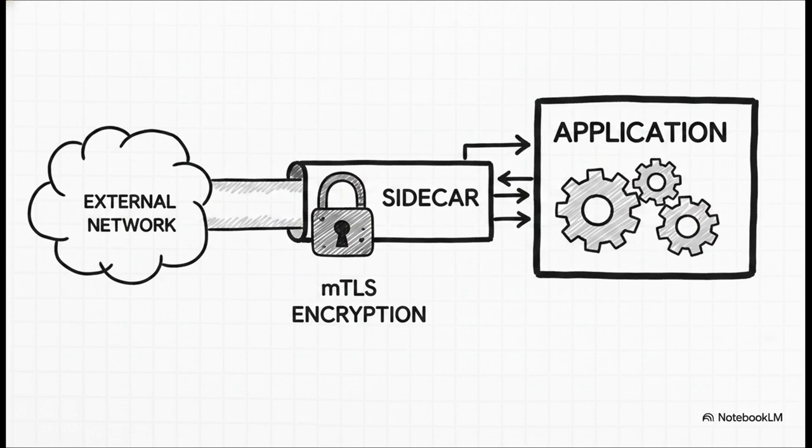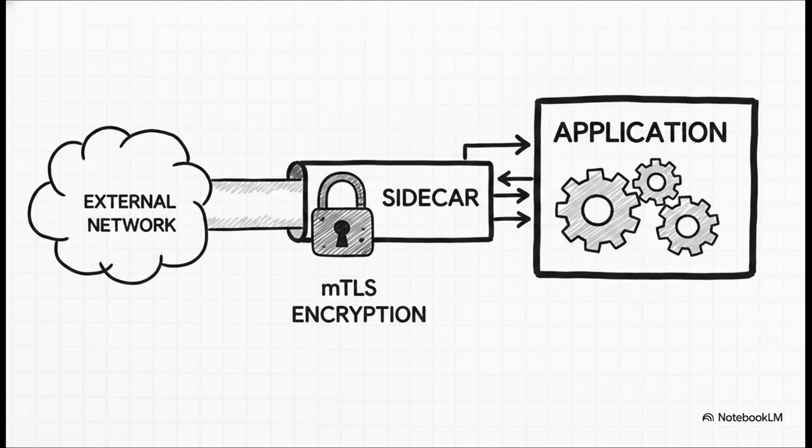The mesh deploys a small proxy container, which is known as a sidecar, right next to every single service instance in your cluster. By using low-level networking rules like IP tables, this sidecar transparently intercepts all incoming and outgoing network traffic. When your app tries to talk to another app, the sending sidecar intercepts the request and performs a mutual TLS handshake with the receiving sidecar. They exchange those X.509 certificates, verify each other against the centralized trust anchor, and then establish a secure encrypted tunnel.